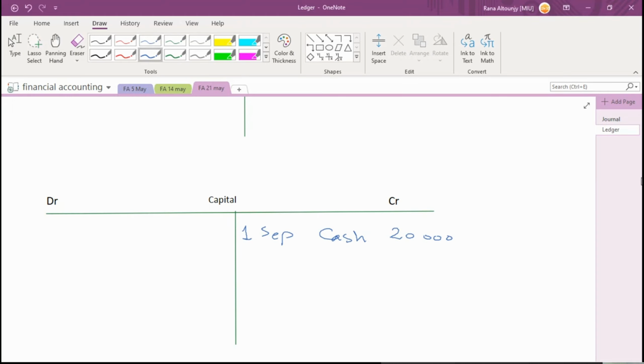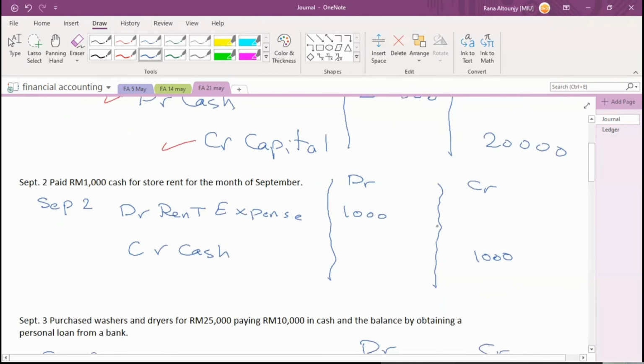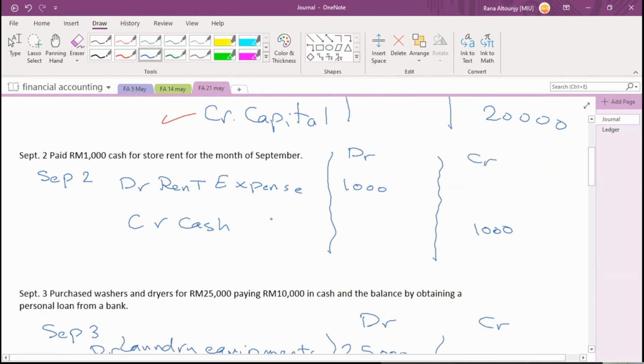Let's continue with the second transaction. This is our second transaction. September 2nd, paid 1,000 ringgit cash for store rent for the month of September. We put that debit rent expenses 1,000, credit cash 1,000. So let's transfer the first side of this transaction, which is debit rent expenses 1,000.